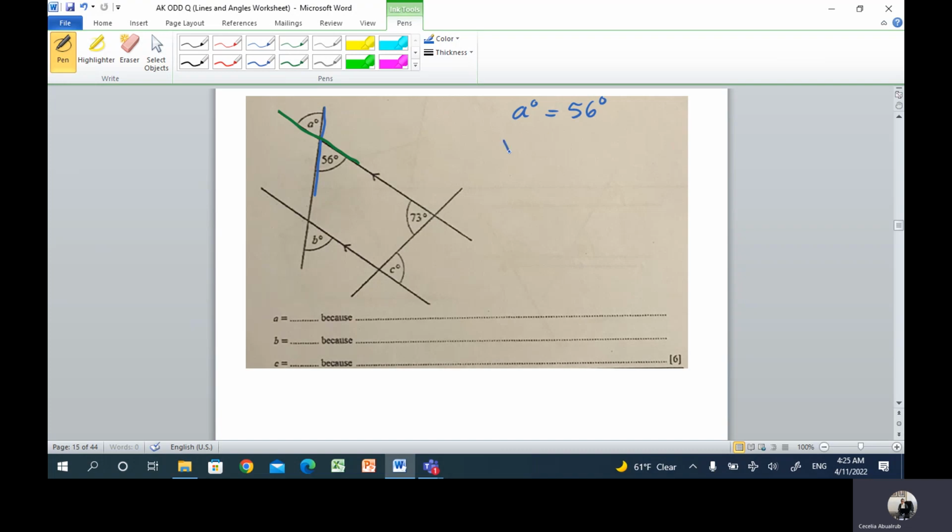The reason behind it: vertically opposite angles are equal. Okay, and then we can see here that we have parallel lines. So let me name this angle here as theta.